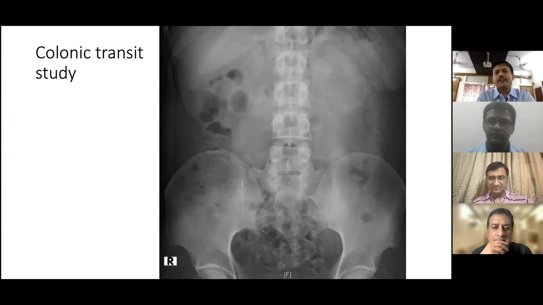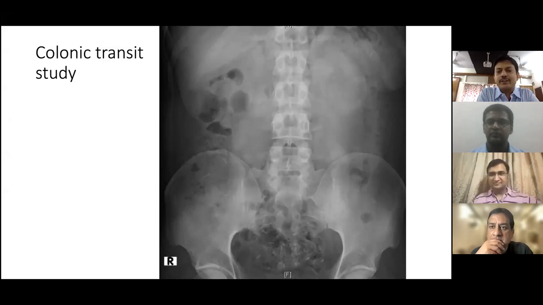If you look at this picture, what John is saying is that when you do a transit study and an X-ray, you not only have to look at the retention of markers, but you also have to look at the positions of the markers. In this patient, the markers are all in the rectosigmoid region, and so the right and left colon are virtually free of markers. When the markers are in the rectosigmoid, it reflects a dyssynergic defecation rather than a slow transit constipation. Whereas if the markers were all over the place, you would have slow transit. So in this patient, based on the manometry, the defecogram and even the transit study, although the markers are retained, this will be read as more of a dyssynergic defecation than a slow transit constipation.